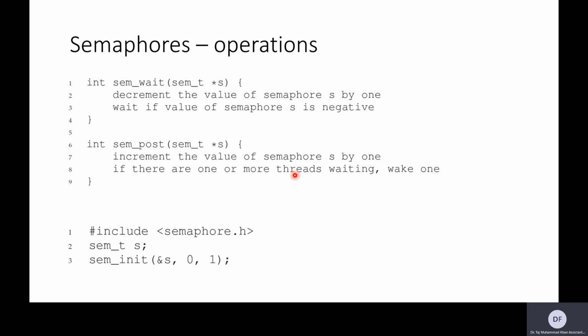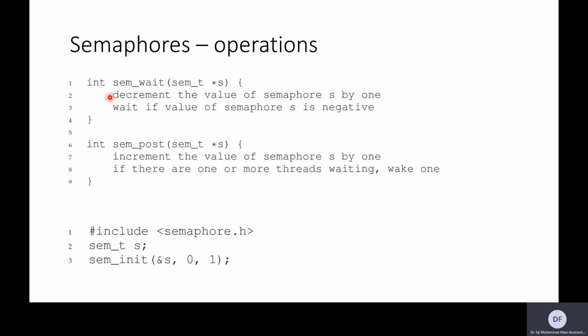Just like condition variables, semaphores also internally maintain a queue, and any threads waiting for that particular semaphore are waiting on its queue. So semPost will increment the value of the semaphore by 1 and see, are there any threads waiting on the queue of the semaphore? If there are, it will wake one of them. Okay, and all this will happen after it has incremented the value of the semaphore by 1.